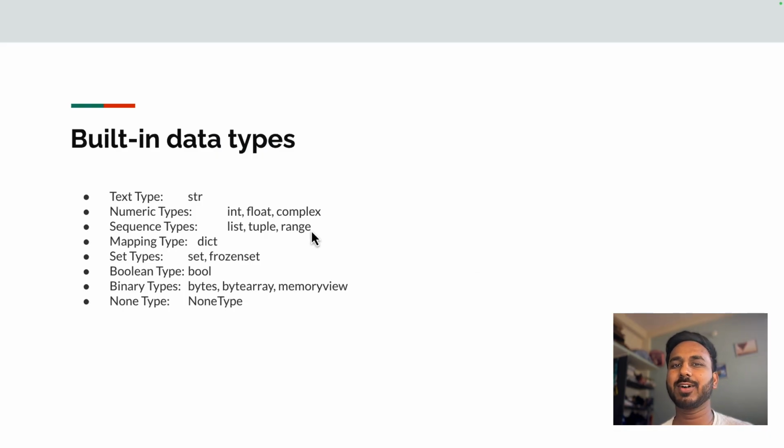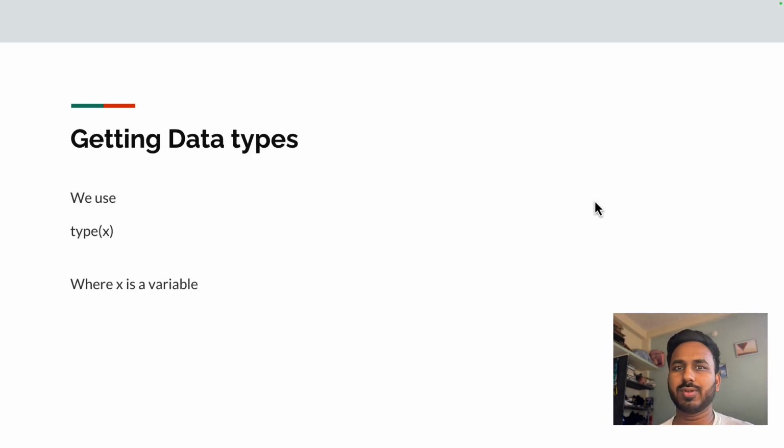So basically we have built-in data types such as text data type is string, numeric data types are like int, float, complex, sequence data types are list, tuples, range, and mapping data type is dictionary. Whereas we have sets, we call set or frozen set, then we have boolean types that is true or false, then we have binary types, bytes, bytearray, memoryview, and then we have a none type that is None. So let's get started there.